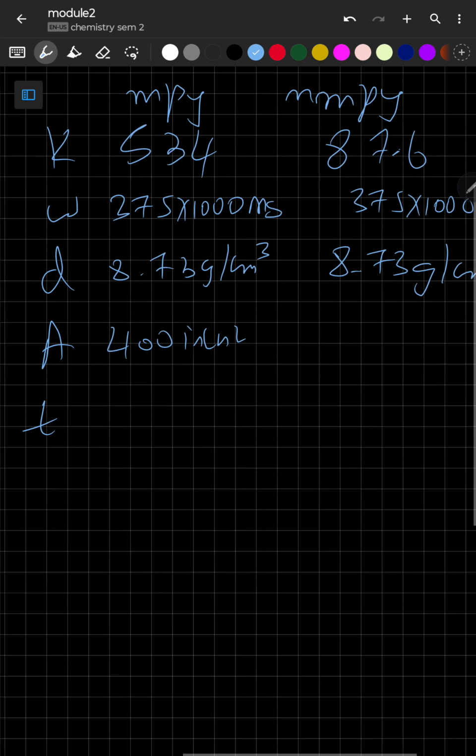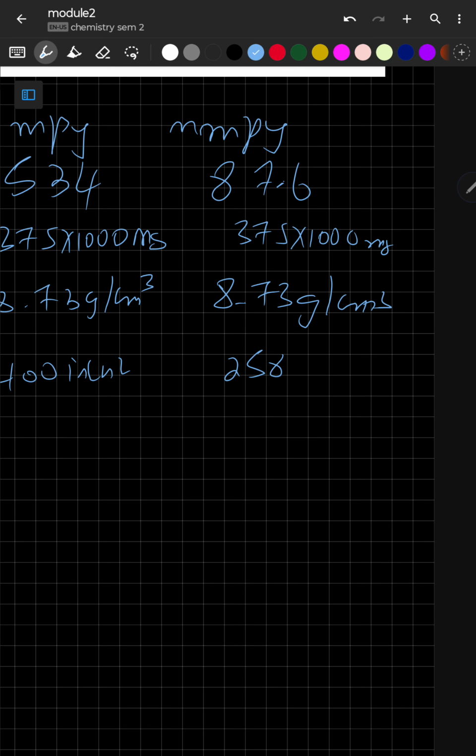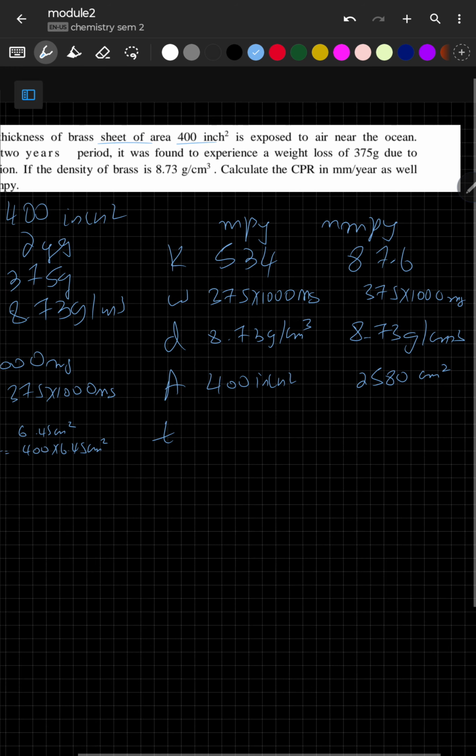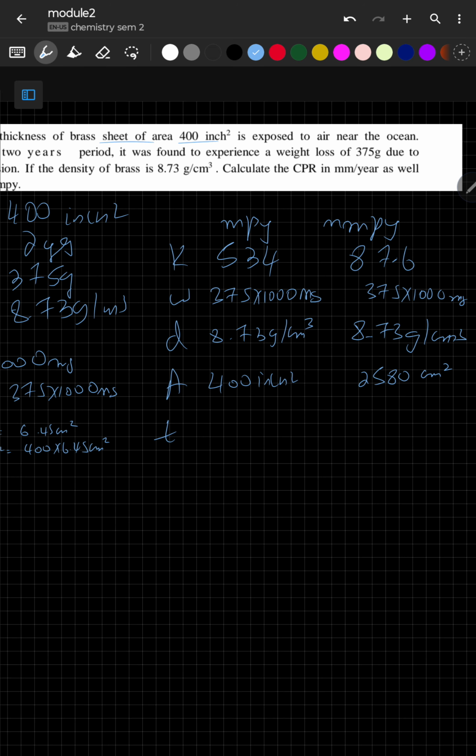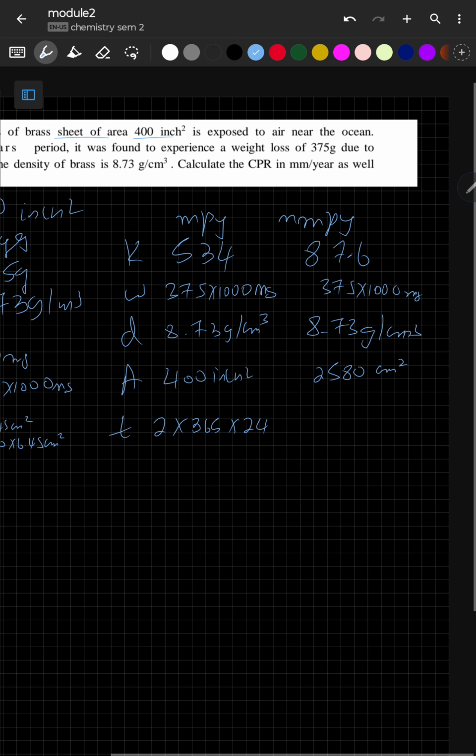That is basically 2580. I will write directly 2580 centimeter square. And the time they have told is 2 years. So 2 years means each year will have 365 days and each day will have 24 hours. That you have to write as 2 into 365 into 24.